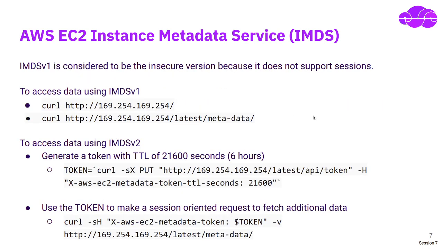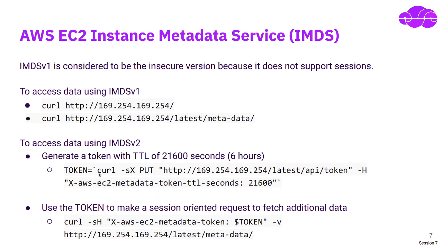Briefly talk about that. IMDS v1 is considered to be insecure because to access the service, all you have to do is a curl request, no headers required, no extra data required. I've shown two URLs here. This is the endpoint. You make a curl request to 169.254 and you will see data. And if you want to access the metadata endpoint, or the API route within the IMDS, you go to /latest/metadata. For IMDS v2, you have to generate a token.